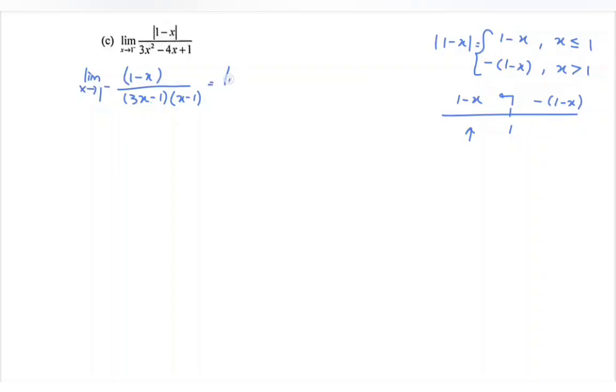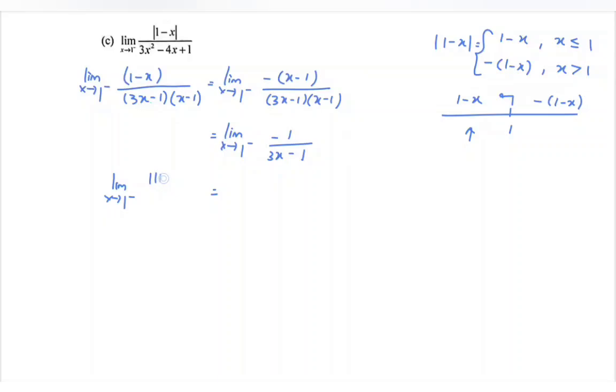Rewrite the expression: the limit as x approaches 1 from the left, factor out the negative, and we have negative (x minus 1) over (3x minus 1)(x minus 1). Simplify: the limit as x approaches 1 from the left, we have negative 1 over 3x minus 1. If we substitute 1, we will have 3 minus 1, which equals 2, so the value of y will be approaching negative 1 over 2.